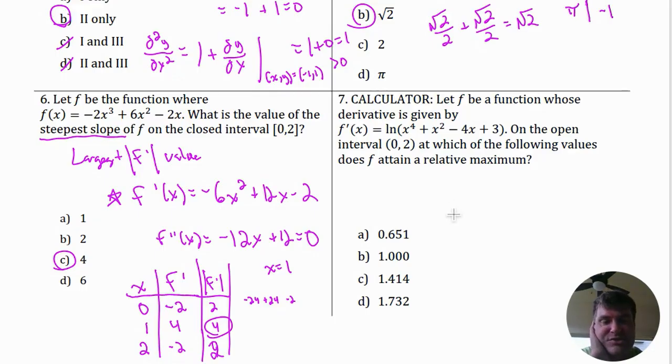So let f be the function whose derivative is given. So we have this derivative on the open interval from 0 to 2. Which of the following values does f obtain a relative maximum? Okay, so what I'm going to do here is pull up Desmos in just a second, and then I'm going to type this out as an f of x. I can't type in the derivative. Actually, maybe I can. I don't really know.